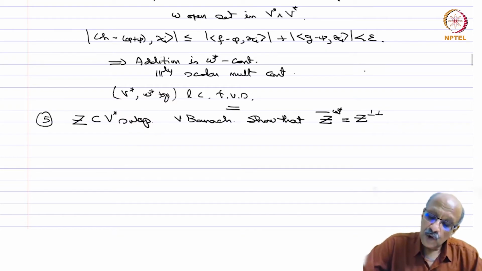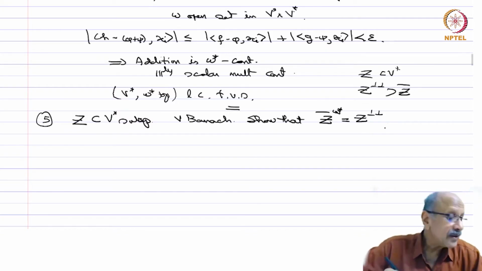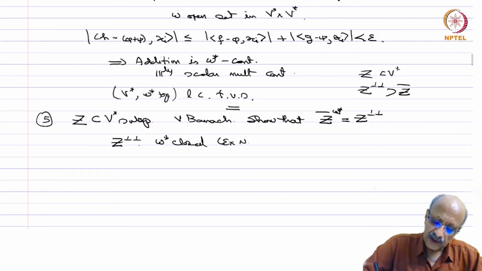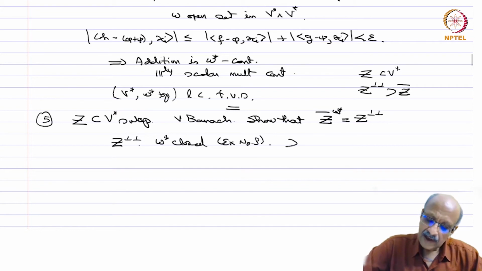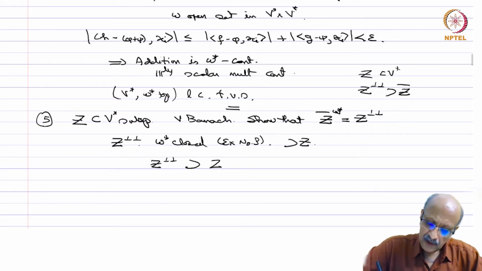So if you recall, we have shown that if Z is contained in V star, then Z perp perp contains Z closure. This is the norm closure. In general you can't say that they are equal, but it happens that Z perp perp is weak star closed. We have already seen this in the third exercise, exercise number 3, and then it contains Z also. So Z perp perp contains the weak star closure.